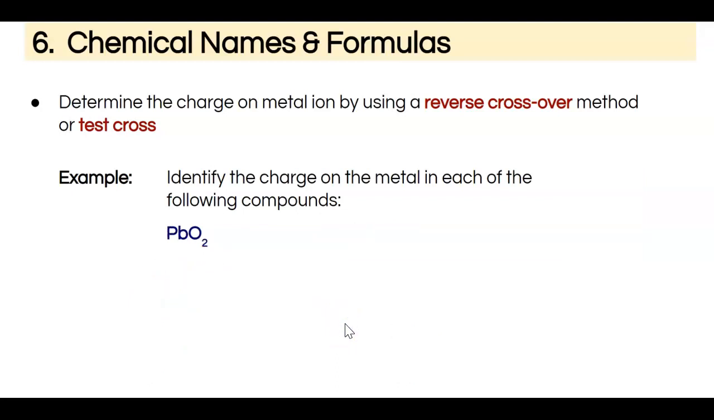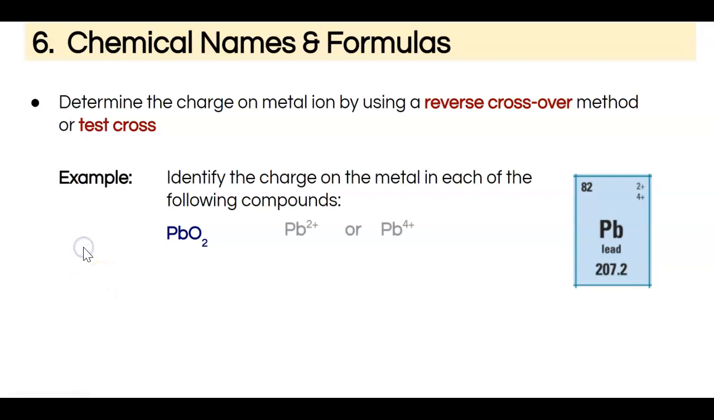Let's try another example just to make sure that you understand this. All right, so I'm looking on my periodic table and I'm seeing that lead in lead oxide has two possible charges. It has a 2+ charge or a 4+ charge. And so before I even name this, I need to figure out which lead ion is in this particular compound. So I'm going to do that sort of testing out of the two charges again. Is it lead with a 2+ or is it lead with a 4+? That's what I'm trying to figure out.